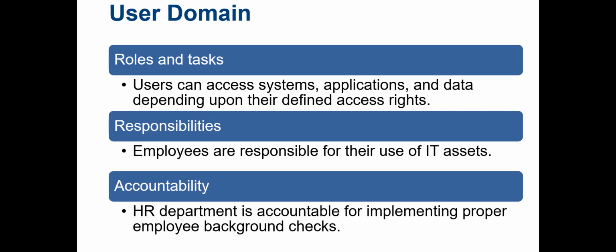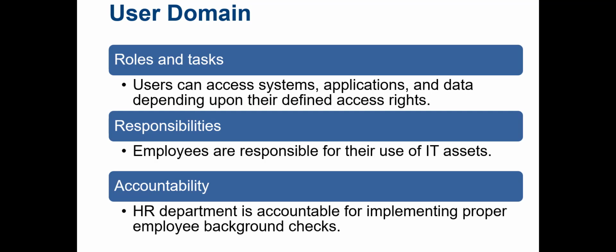Users can access systems, applications, and data depending upon their defined access rights, and employees must conform to the staff manual and policies that the organization has set in place. The user domain is where you will find what's called an acceptable use policy, and that acceptable use policy defines what users are allowed and not allowed to do with organization-owned IT assets. It's kind of like a rule book that employees must follow. Violations of those rules can be grounds for dismissal. This is where the first layer of defense starts for a layered security strategy.